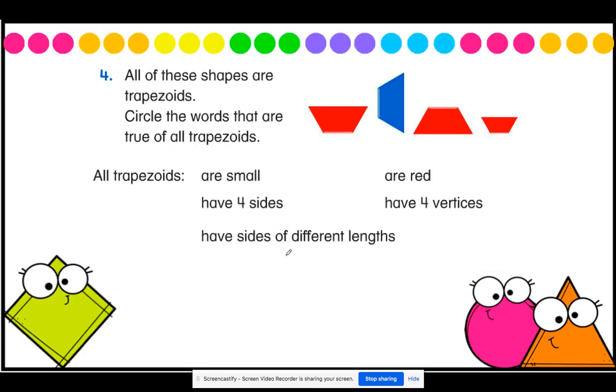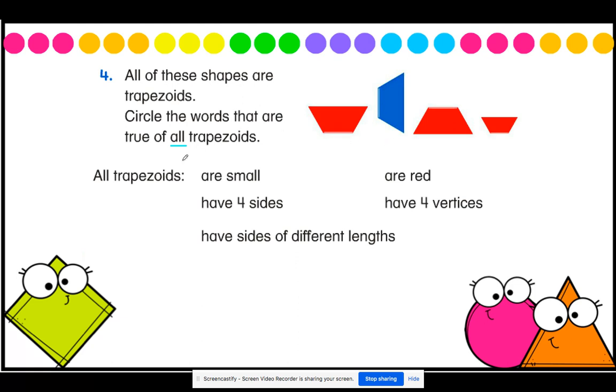Let's try another example. This time we're going to talk about the trapezoids. So it says all of these shapes are trapezoids. Circle the words that are true of all trapezoids. So again, the only one that should look a little funny to us is this blue one here. But again, if you just turn your head, you'll see that it really is a trapezoid. It's just turned on its side, which you can do with shapes.